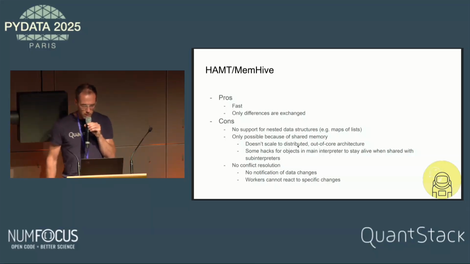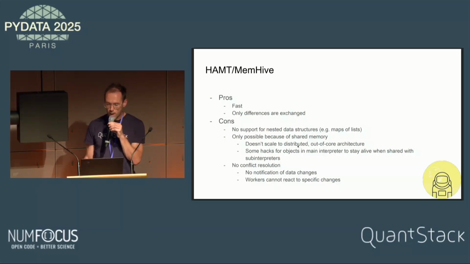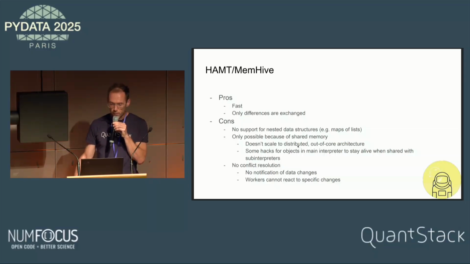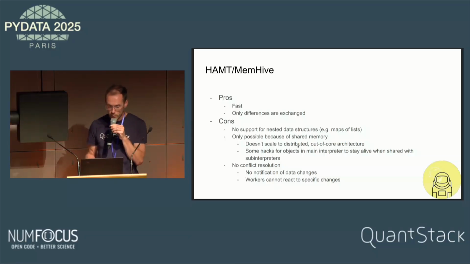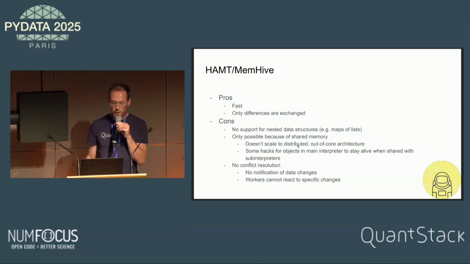So HAMT and memhive are probably great. The pros is that it's very fast, only the differences are exchanged, but the cons is that I didn't see any support for nested data structures. I could only see basic maps with keys and values, but nothing like maps of list, for example. It's only possible because of this possibility to share memory between subinterpreters, as far as I can tell. So it doesn't scale to distributed out-of-core architectures.